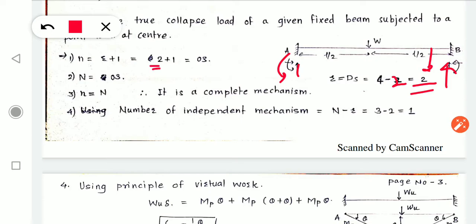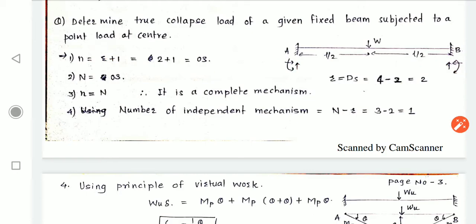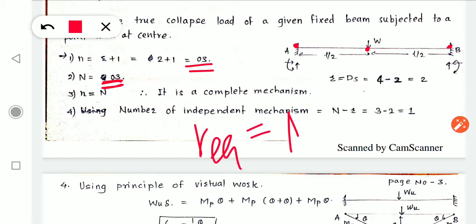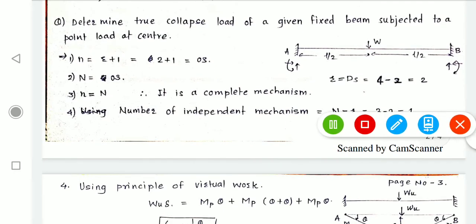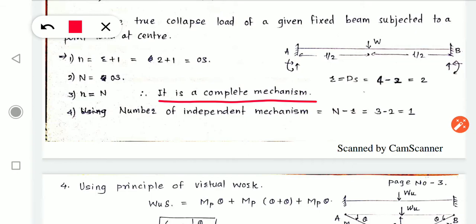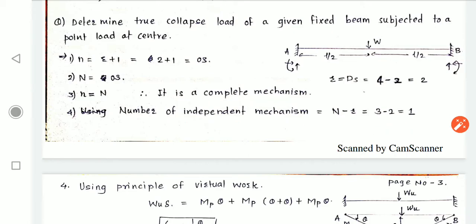R equals 2 plus 1 will give us a complete collapse mechanism. Then how many are the hinges? Actual hinges gonna develop, one at a fixed end, one at the other fixed end, and one below the point load. So 3 will be the actual hinges gonna develop in the given beam. So small n is exactly equal to capital N. It means the required hinges are exactly equal to the actual hinges. Therefore it is a complete collapse mechanism. Now the number of independent mechanisms is n minus r, which is not required.